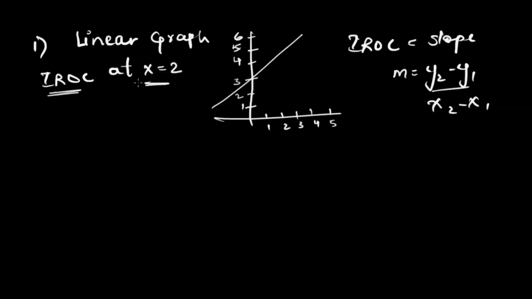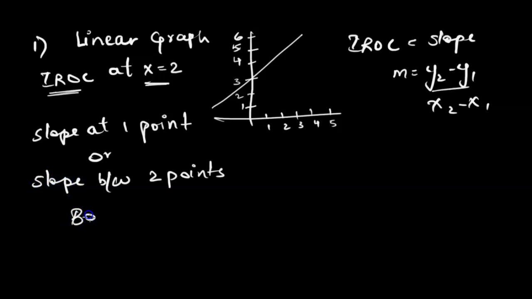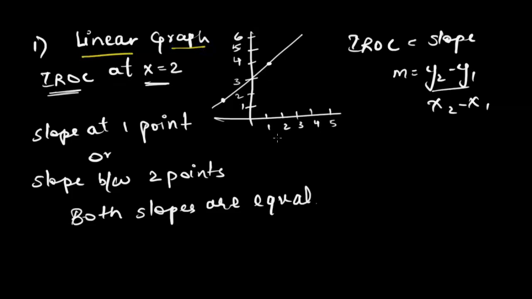But that problem does not arise when it comes to linear graphs, because for linear graphs, no matter if you're asked to find the slope at one point or between 2 points, both these slopes are going to be equal, because a linear graph has just one slope. No matter which 2 points you pick, the slope is always going to be the same for one line. Therefore, when it comes to a linear graph and they have given you a point, let's say x equal to 2, we can read any other point that we can read easily.